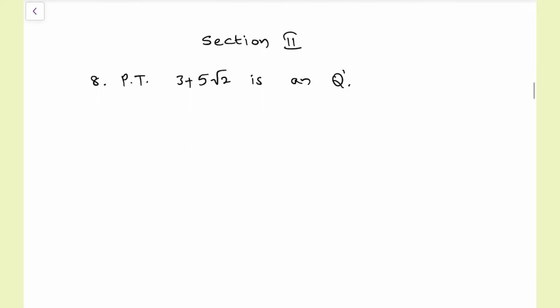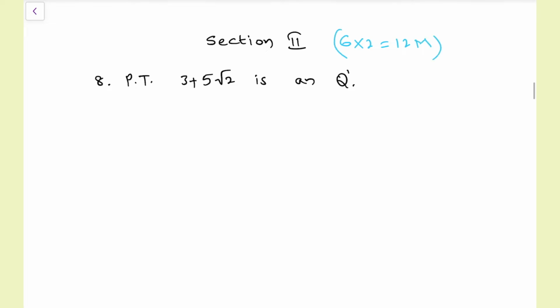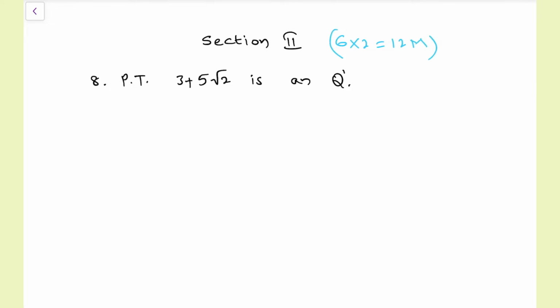Next, coming to section 2. In this section 2, we will have 6 questions. Every question carries 2 marks, so 6 into 2 equals 12 marks. Coming to question number 8. Prove that 3 plus 5 root 2 is an irrational number.